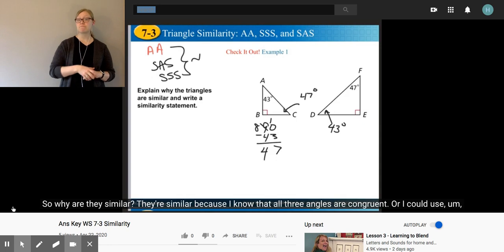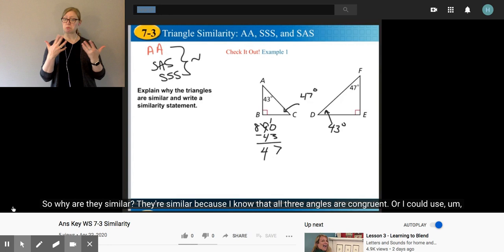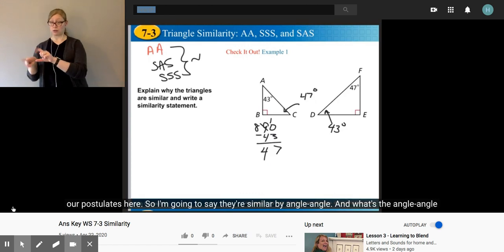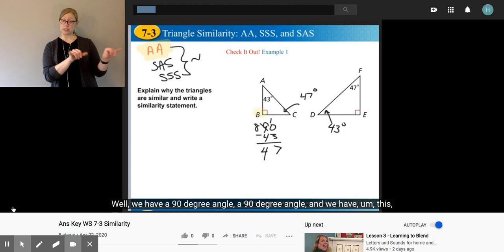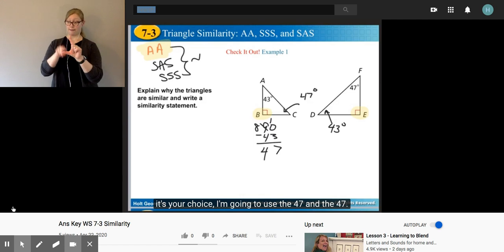So why are they similar? They're similar because I know that all three angles are congruent, or I could use the fact that I have two angles that are congruent to two others. So let's just use one of our postulates here. I'm going to say they're similar by angle angle. And what's the angle angle that I'm going to say? Well, we have a 90-degree angle, a 90-degree angle, and we have this. It's your choice. I'm going to use the 47 and the 47.